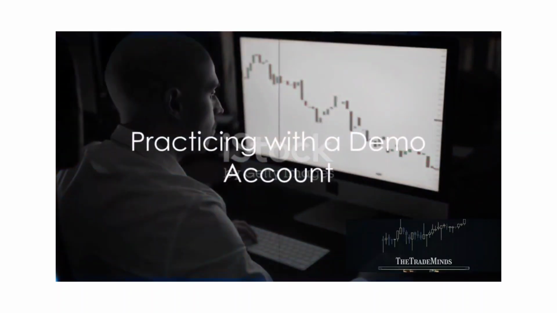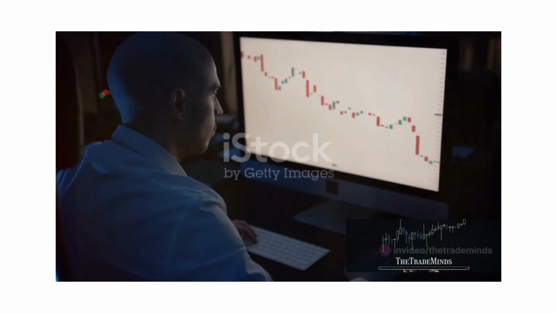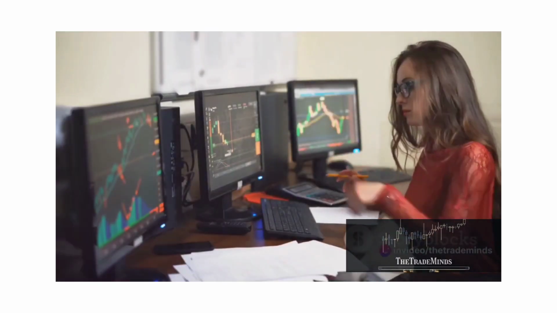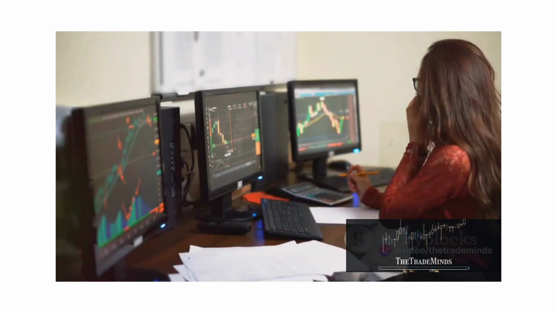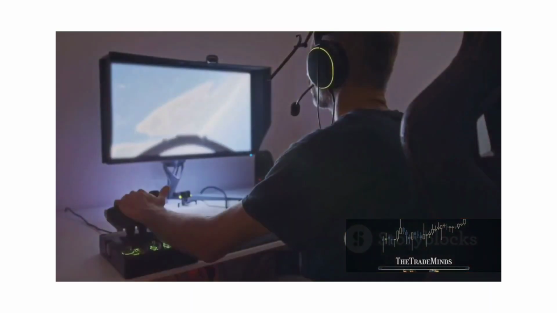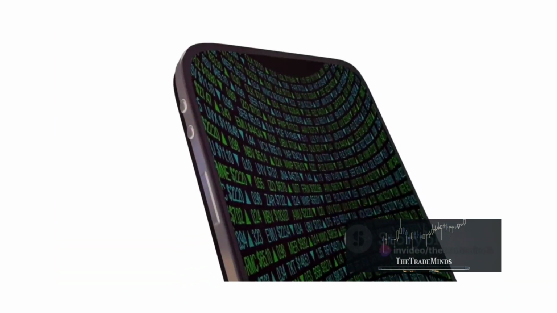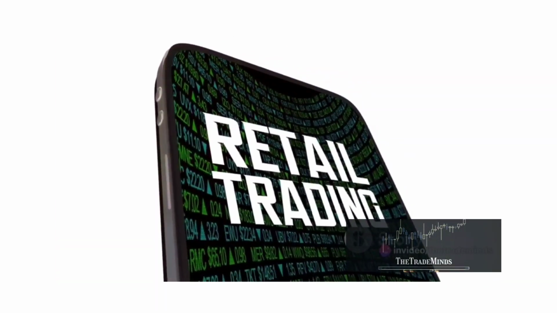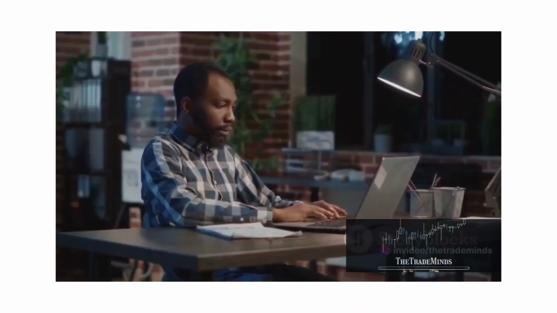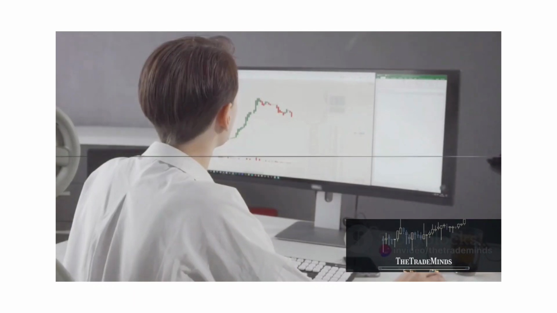Most platforms offer a demo account. Use it to practice your trading skills without risking real money. This virtual playground provides a real-time market experience where you can try out different trading strategies. It's almost like a flight simulator for traders. To access it, simply navigate to the demo or practice account section on your platform. Spend time here, learn from your mistakes, and refine your approach. It's a great way to get comfortable with the platform and test your strategies.